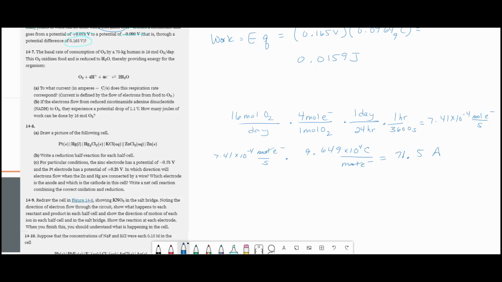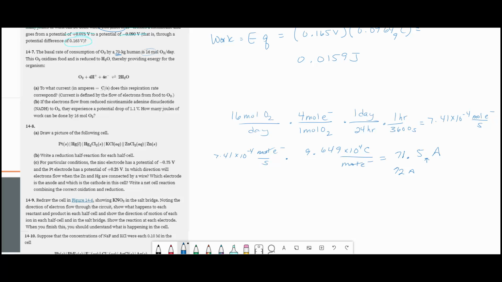Now let's double check our sig figs. We have 16 moles. We have a 70 kilogram human, and that's a little bit ambiguous. I would take this down to 2 significant digits, I think, and we would round that because there is nothing after this 5. If there is nothing after the 5 on your calculator, round towards the even, call it 72 amps. If there is something, you again round up to 72 amps.